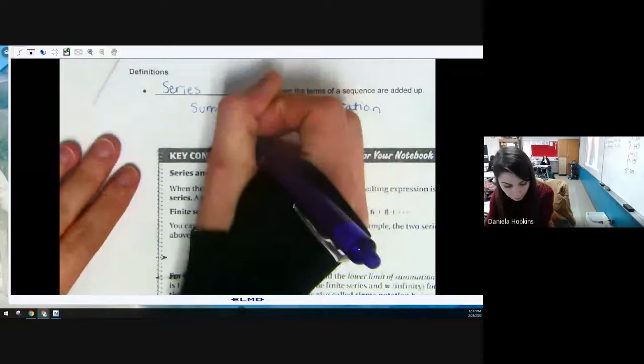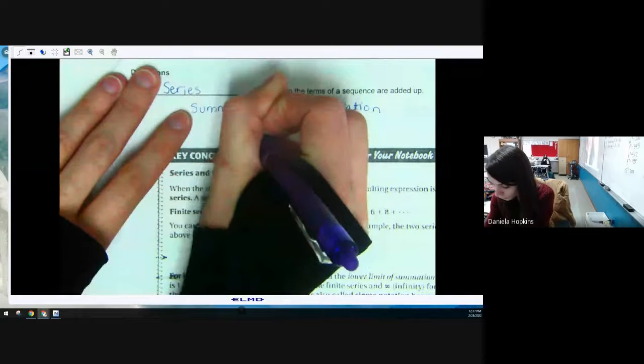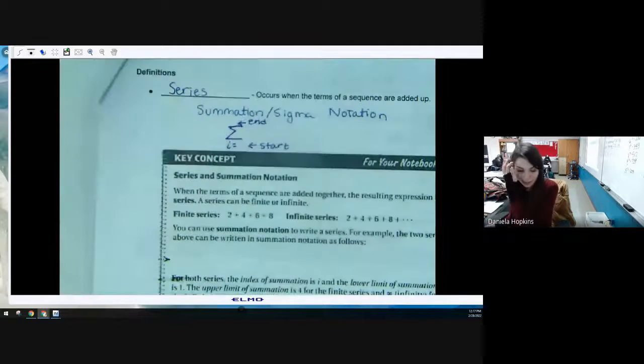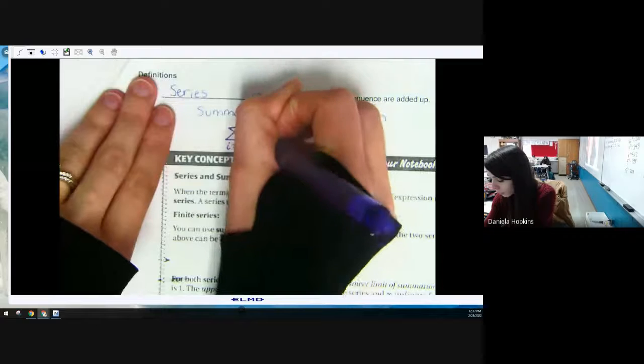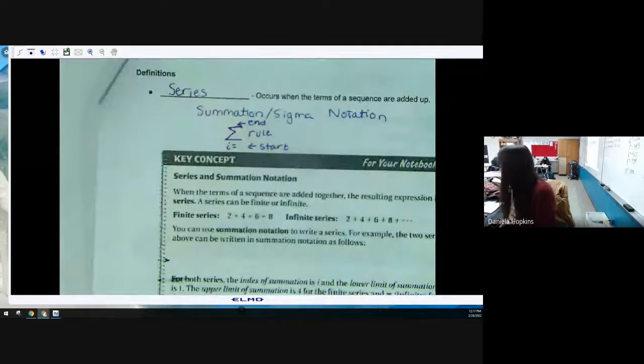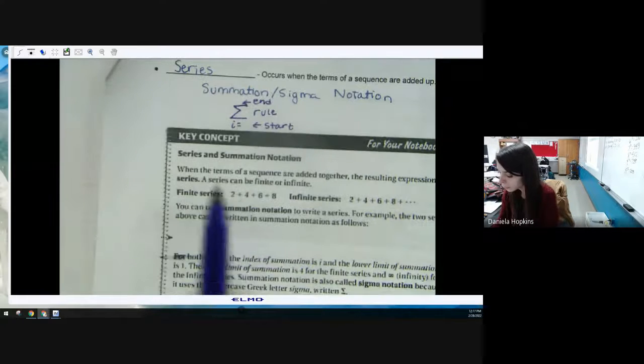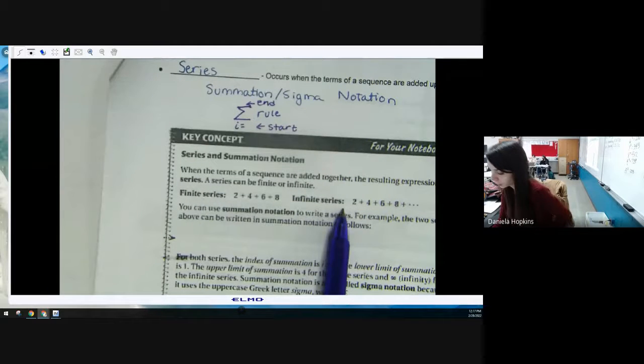And then this top number is what you go to. So this will be your ending point or your ending index. And then those rules that we wrote out yesterday that you kind of struggled with, that's going to go right here. And generally, you'll want to put a parenthesis around it, especially if it's like a number plus another number, because you want to make sure it's clear that the sigma, or that sum, is acting on all of that. So just like with sequences, you can have finite series or infinite series.